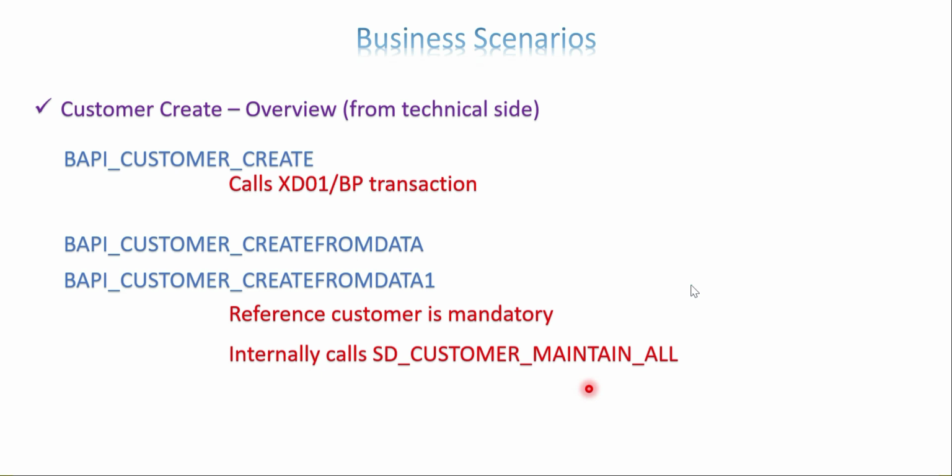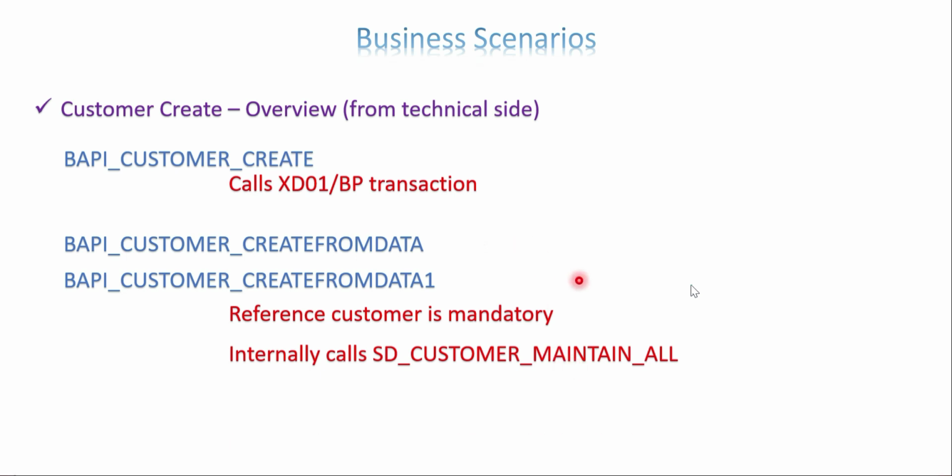Based on this input, it will use that function module or BAPI, and it creates the customer number finally. These two have an internal commit, so you do not use the BAPI_TRANSACTION_COMMIT function module explicitly, but this one needs a BAPI_TRANSACTION_COMMIT.